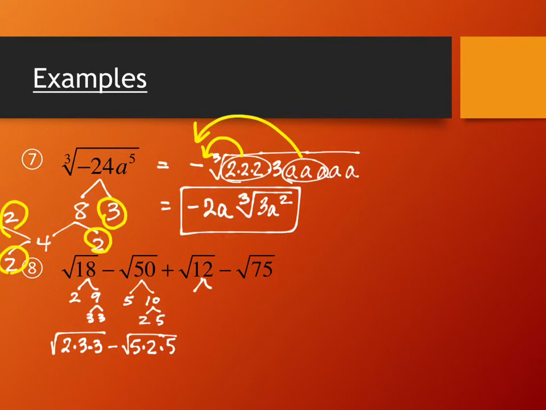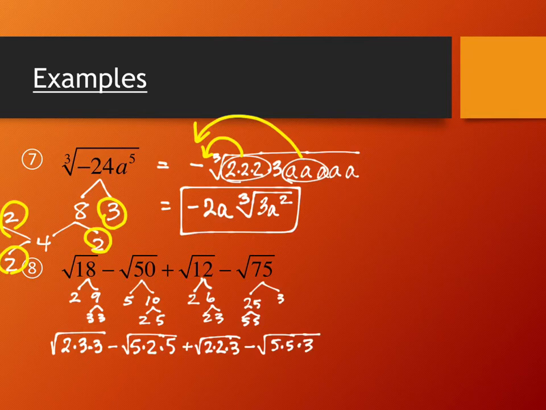Factor 12 for me. 2 and 6. And then 6 would be 2 and 3. So I have an addition sign, and I have 2 times 2 times 3, in whatever order you wish. How about 75? 25 and 3. And then 25 is 5 and 5. So I have minus square root of 5 times 5 times 3.